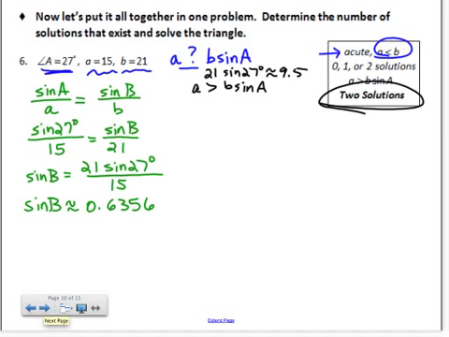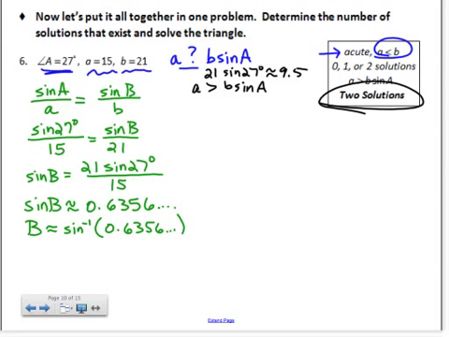0.6356. Hey, that's a positive value. Which quadrant is the calculator going to give me? Because remember, we have our restrictions now. Yeah, first quadrant. So the angle B is approximately 39 degrees. Okay, it's the angle whose sine is this. This is what we're going to enter in our calculator.